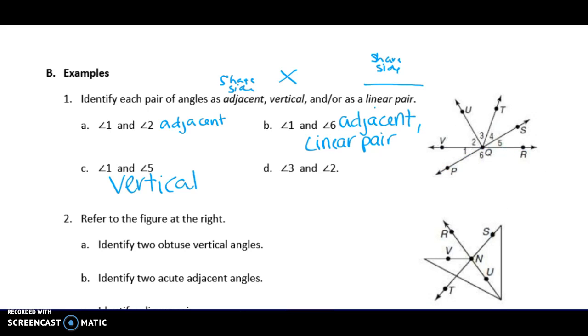And last, angles 3 and 2. And I see them up here. They are side by side, sharing that side QU. But that's it. Nothing else is special. So just adjacent.